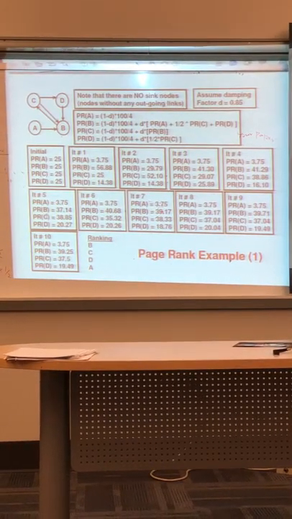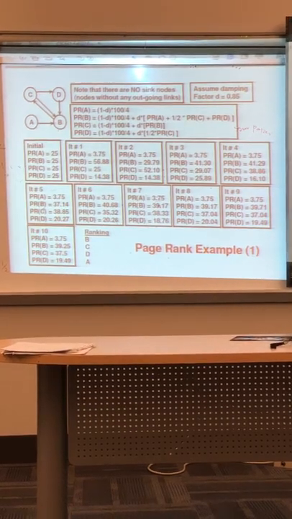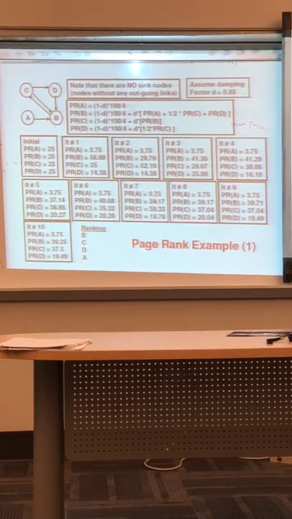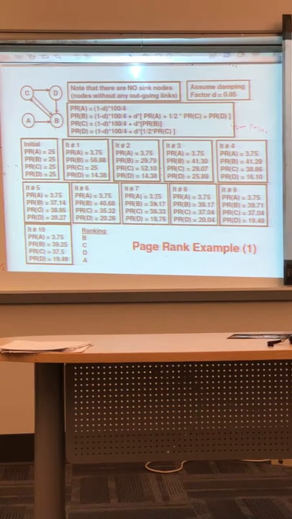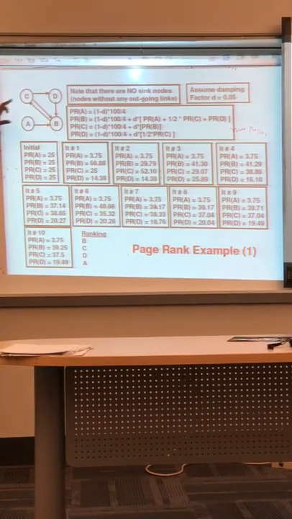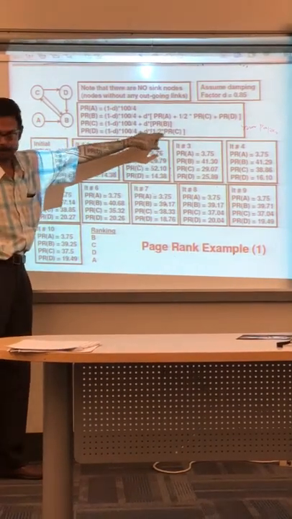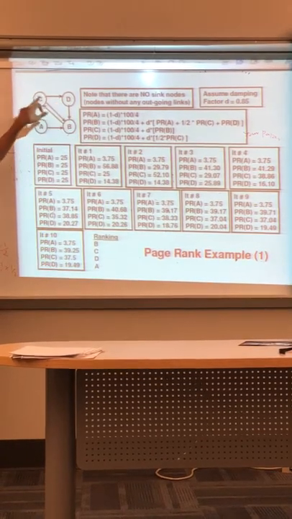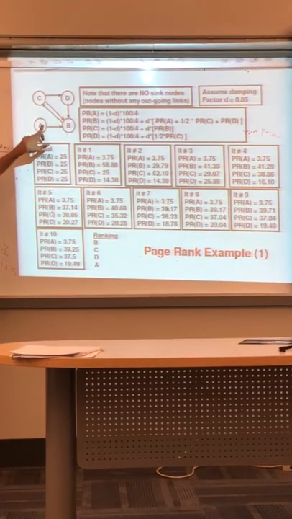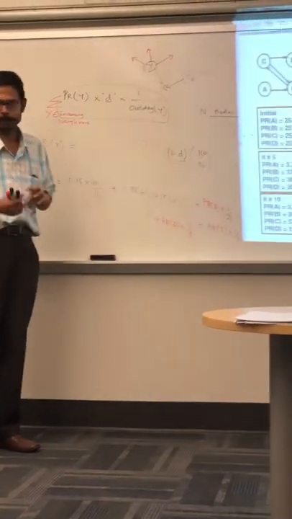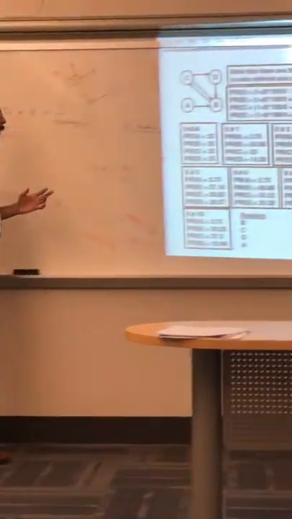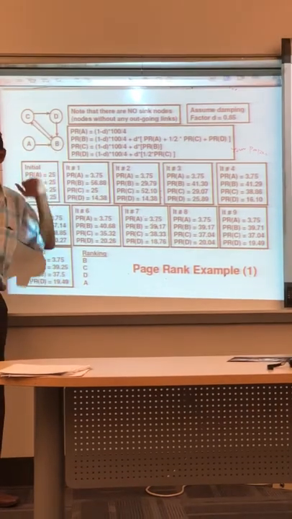Is that clear? Sir, in the case of the last PR of D, why did you put one by two? Because you are looking at C as an incoming neighbor to D, right? And C has 2 outgoing edges. So what's the formula? Page rank of C times 1 over the out degree. So this is the formulation for page rank.